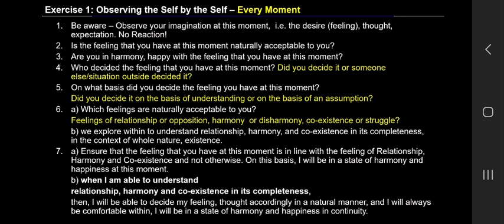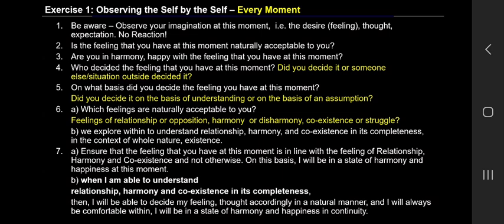So in exercise 1, we started with observation, awareness. So first step was awareness. So be aware and observe of imagination. So in step 1, we are observing ourselves, whatever we can observe. Then in step 2 and 3, we are evaluating our feeling at this moment, whether I am happy, unhappy.